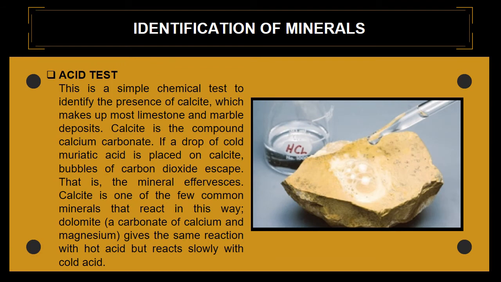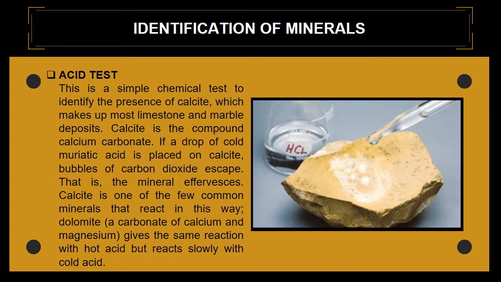So, we have the acid test. This is a simple chemical test to identify the presence of calcite, which makes up most of limestone and marble deposits. Calcite is a compound calcium carbonate. If a drop of cold muriatic acid is placed on a calcite, bubbles of carbon dioxide escape. That is the mineral effervescence. Calcite is one of the few common minerals that react in this way. Dolomite, a carbonate of calcium and magnesium, gives the same reaction with hot acid but reacts slowly with cold acid.